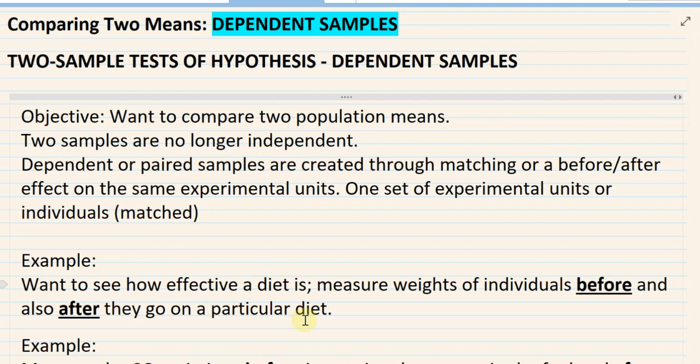But you see how in this example, this is your before and after example. Notice we have the same individual. You only have one person, like myself. They can measure my weight before on the diet and then my weight after I go on the diet. So I don't represent two different samples. I'm really one experimental unit, and they're applying two different treatments to me. The treatment here would be the weight before, and the treatment would be the weight after. Those are the two treatments. Okay, let's look at another example.